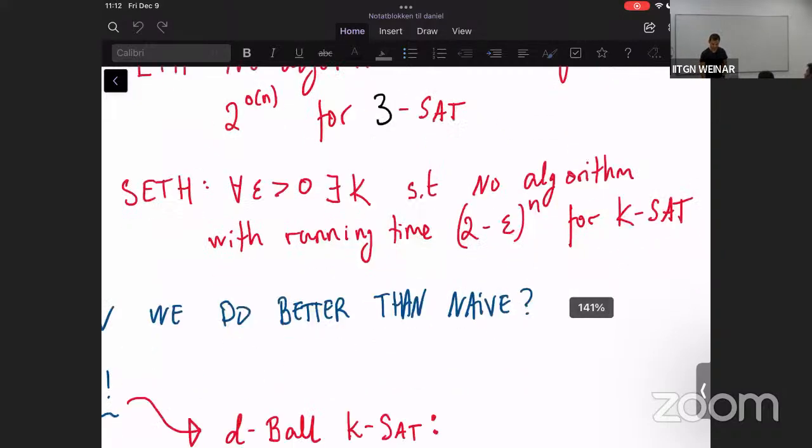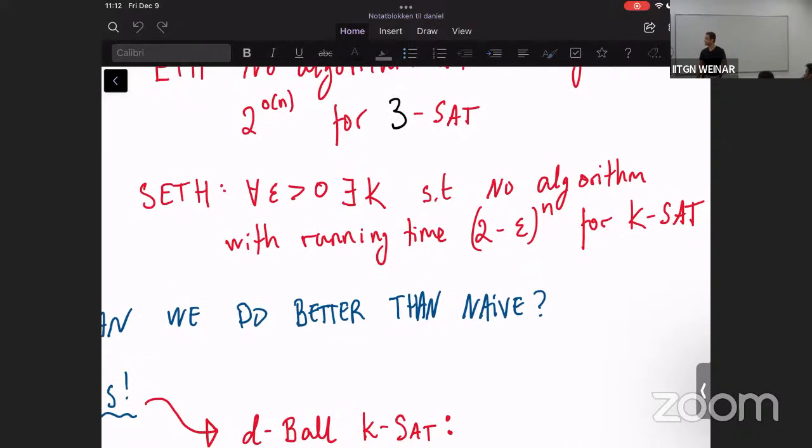The strong ETH postulates something even stronger. It's not immediately obvious from the statements that the strong ETH actually implies ETH, but it does. The strong ETH postulates that for every epsilon, there exists a k such that there is no algorithm with running time 1.9999999 to the n, for a fixed number of nines, for k-SAT. Or, for every fixed number of nines, there exists a k so that k-SAT requires 1.999 with that many nines to the n.